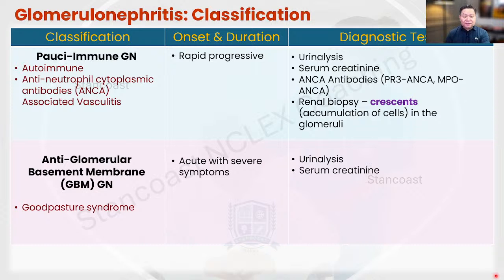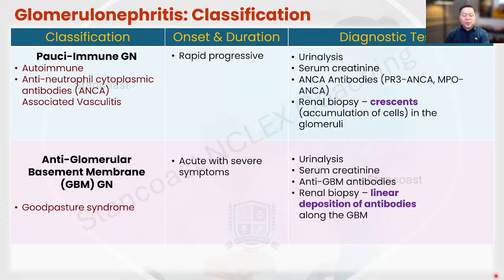The creatinine level is also expected to rise because of the decreased ability of the kidneys to filter out the creatinine. And we also have the anti-glomerular basement membrane antibodies. So the laboratory testing will look for those antibodies in the blood that are actually targeting the glomerular basement membrane. Okay? And this will confirm that the patient has this classification of GBM.